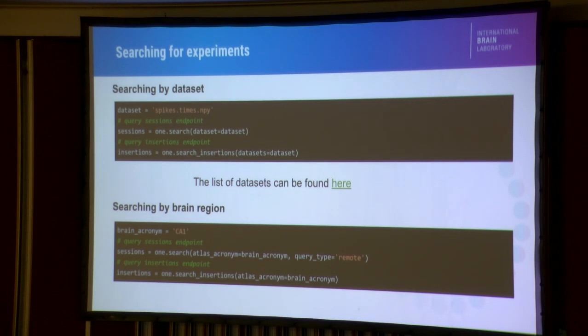Here we'll go over two specific examples that are probably most useful. The first is searching by dataset. Here you can specify a specific dataset that you're interested in, so spikes.times, which is a spike sorting output. We can then pass that in both to find the sessions or the insertions of interest. The second example is searching by brain region. So we can find sessions or insertions that pass through a specific Allen brain region that we're interested in, in this case CA1 in the hippocampus.